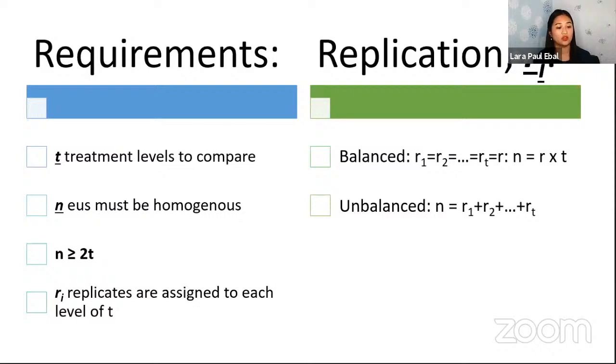And then take note also, we have this Ri, or replicates, assigned to each level of T. So for each level, there should be a value of R. For level 1, you have R1. For level 2, you have R2, and so on. Now these replicates can have the same number: R1 equal to R2 equal to RT. So we can now have a balanced design. For an unbalanced design, sometimes we cannot afford to have more replicates for a certain level because it is expensive. So we also have this unbalanced design or experiment.